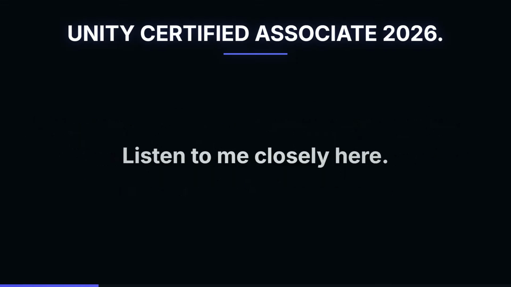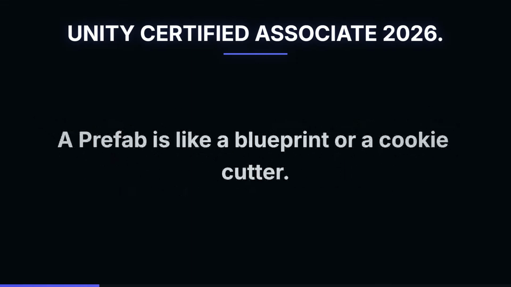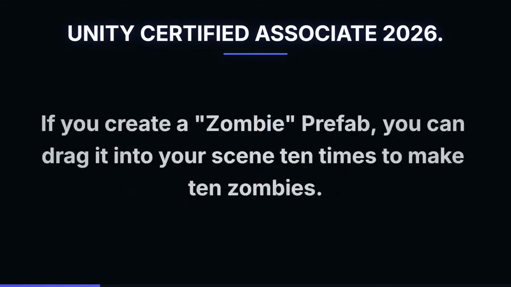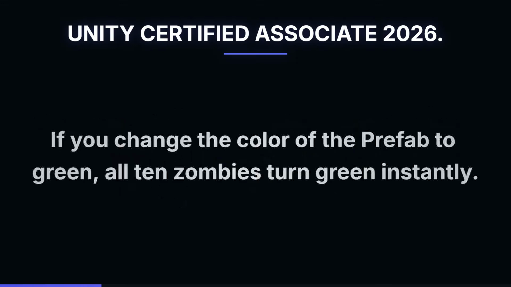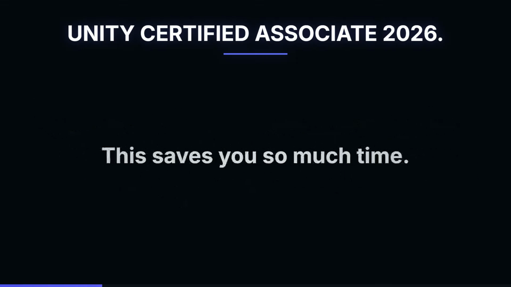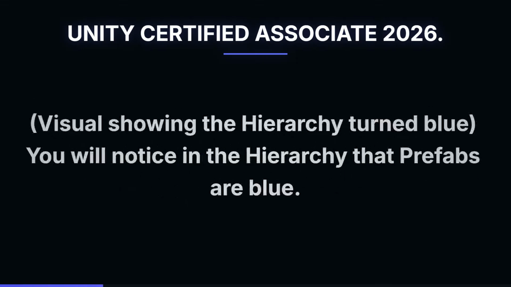Listen to me closely here. A prefab is like a blueprint or a cookie cutter. If you create a zombie prefab, you can drag it into your scene 10 times to make 10 zombies. Now, here is the magic. If you change the color of the prefab to green, all 10 zombies turn green instantly. This saves you so much time.